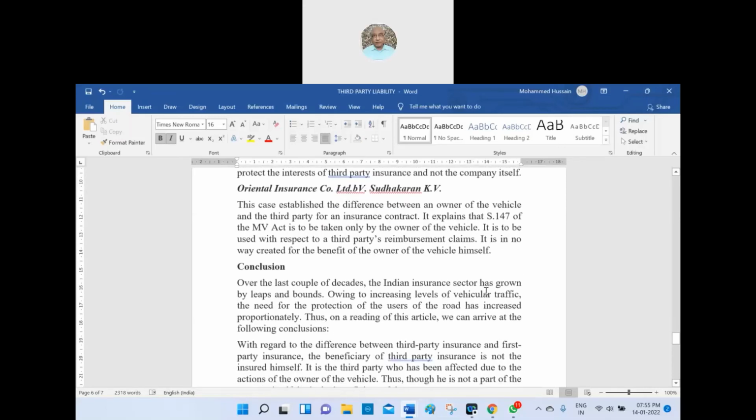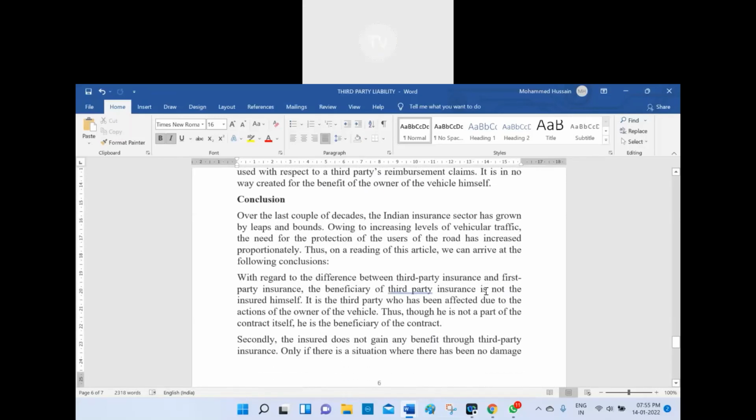Sir, so in conclusion, what I want to say is, over the last couple of decades, the Indian insurance sector has grown by leaps and bounds. There is a mushroom growth of insurance companies now in the market. Owing to the increasing level of vehicular traffic, the number of people dying on the roads is higher when you compare with the pandemic. Are you following me?